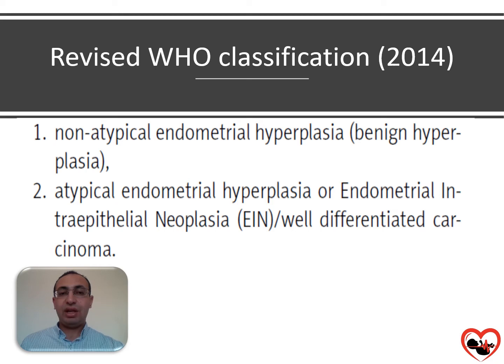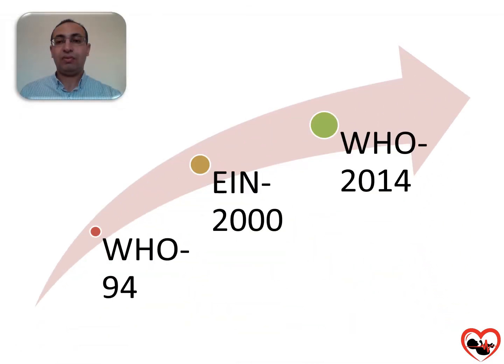The final classification is the revised WHO classification that was introduced in 2014, and it divided endometrial hyperplasia into 2 categories. The first is non-atypical endometrial hyperplasia or benign hyperplasia, and the second is atypical endometrial hyperplasia or endometrial intraepithelial neoplasia, EIN / well-differentiated carcinoma. The current working classification is the revised WHO classification of 2014.